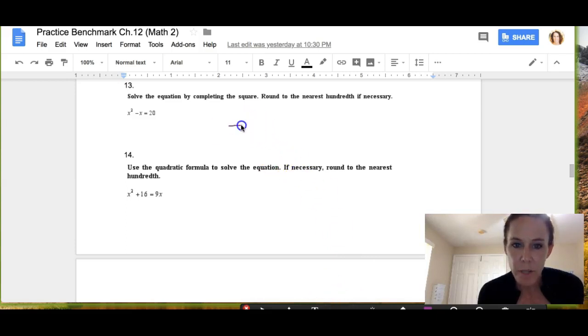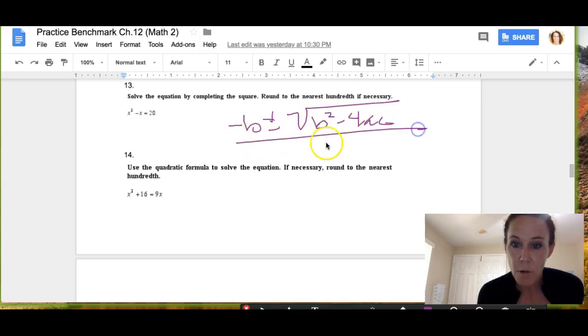So, the quadratic formula, I'm going to write it up here. Negative b plus or minus the square root of b squared minus 4ac, all over 2a.